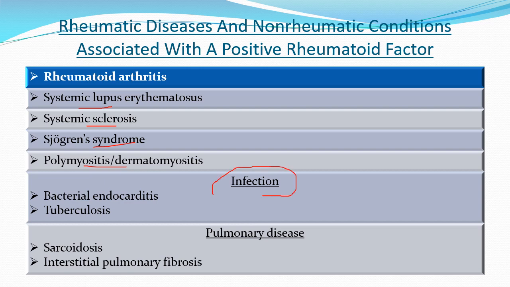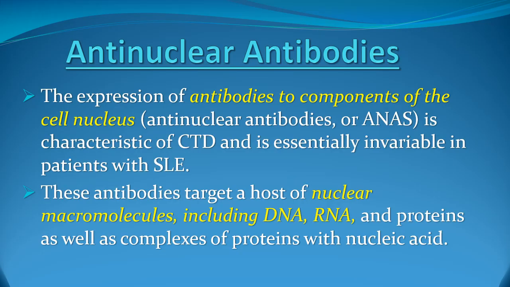Rheumatoid factor can even be present in certain infections like bacterial endocarditis and tuberculosis, and it can be positive in certain pulmonary diseases like sarcoidosis or interstitial pulmonary fibrosis. So rheumatoid factor is not specific for rheumatoid arthritis.